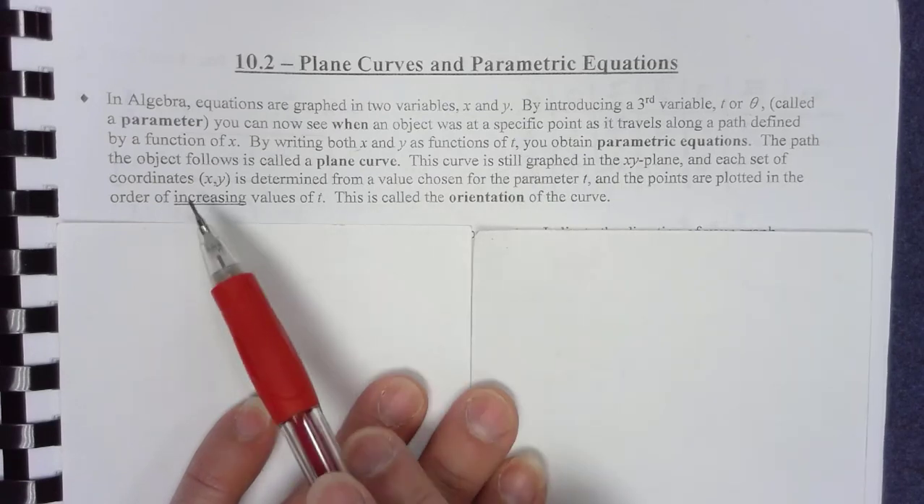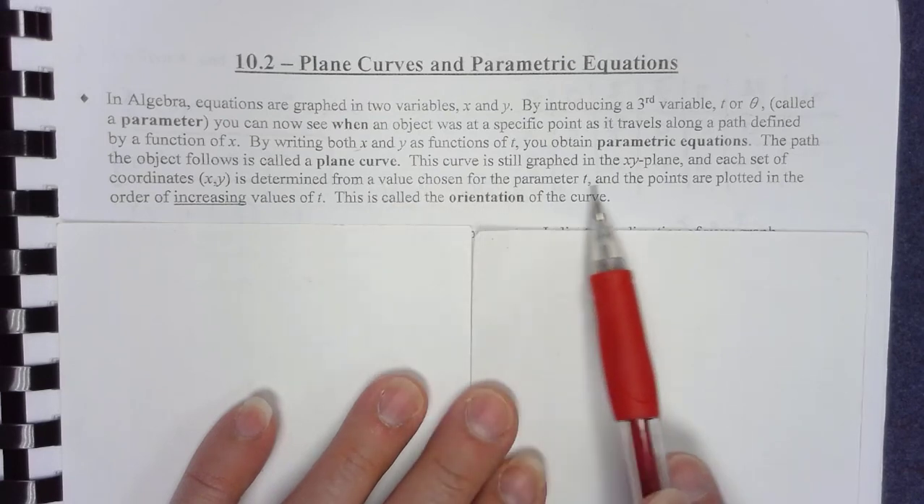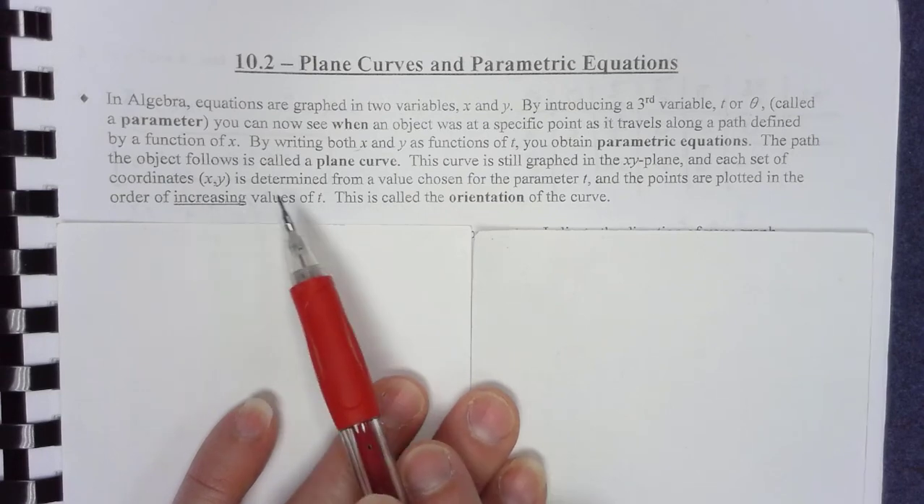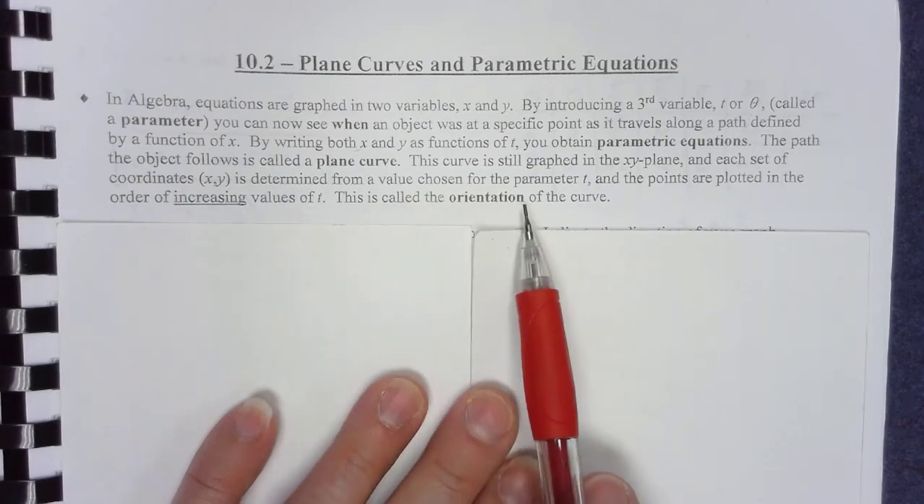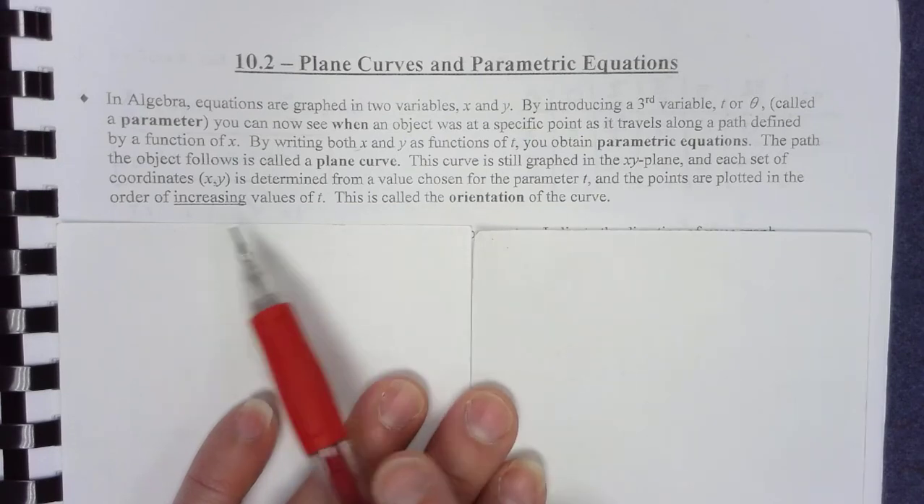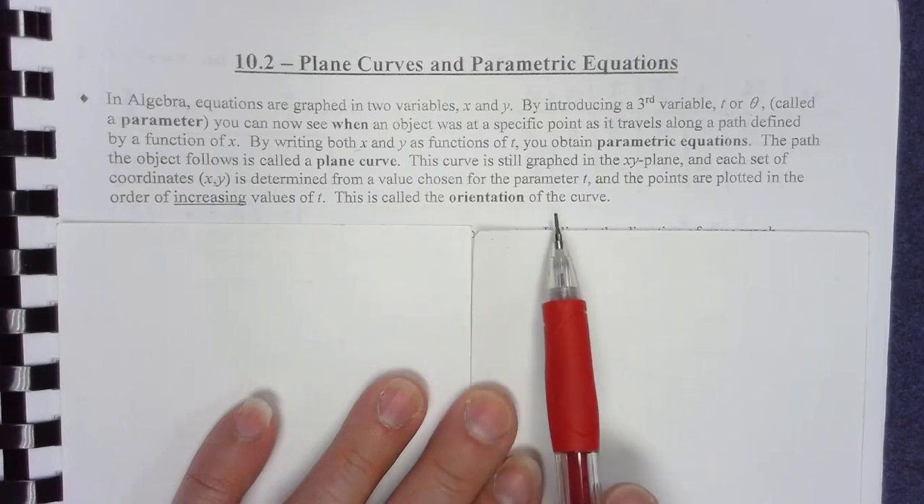The path the object follows is called a plane curve. This curve is still graphed in the xy plane, and each set of coordinates is determined from a value chosen for the parameter t, and the points are plotted in the order of increasing values of t. This is called the orientation of the curve.